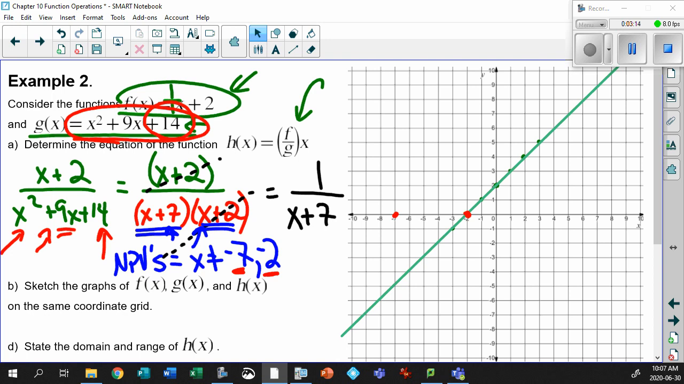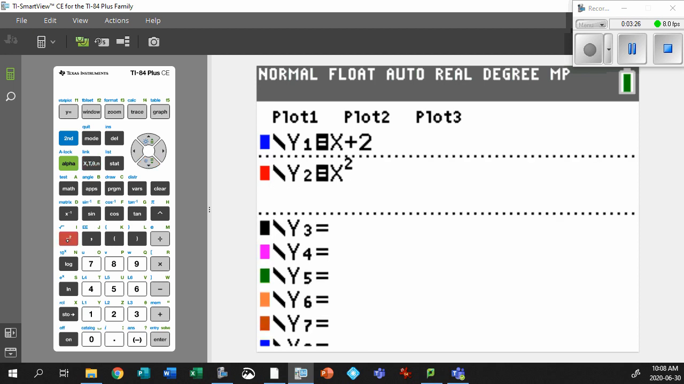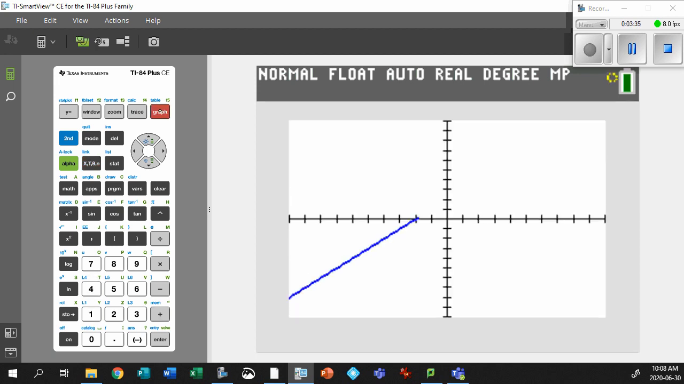So, okay, hold on. So I got my calculator up here. I'm just going to put in our original equations. That was x plus 2. And the other one, of course, which was x squared, plus 9x plus 14. Okay, so let's just graph this. Let's see what it looks like. Here we go. There's that line. Oh, exactly as we predicted.